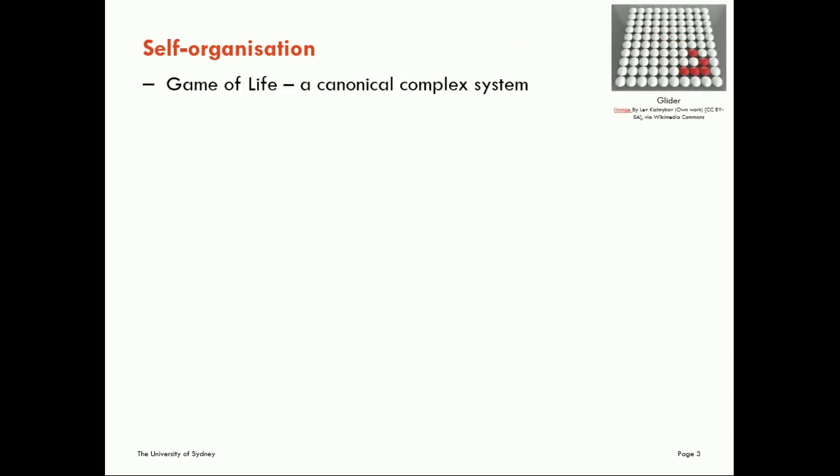For me, the best way to start thinking about self-organization is to think about examples. A good example to start with is the game of life, a canonical or classical complex system. Up in the top right corner here, we can see an image of a glider in the game of life, a self-organized structure that replicates itself over space and time.